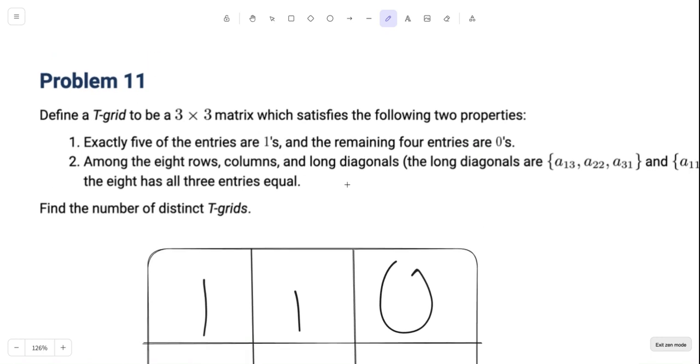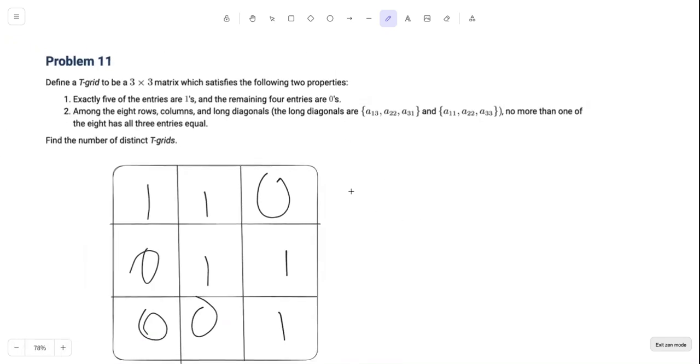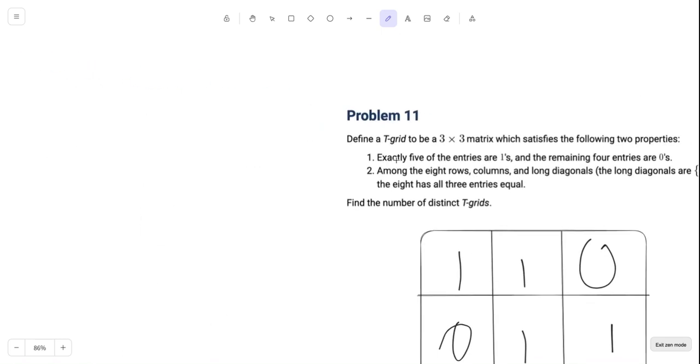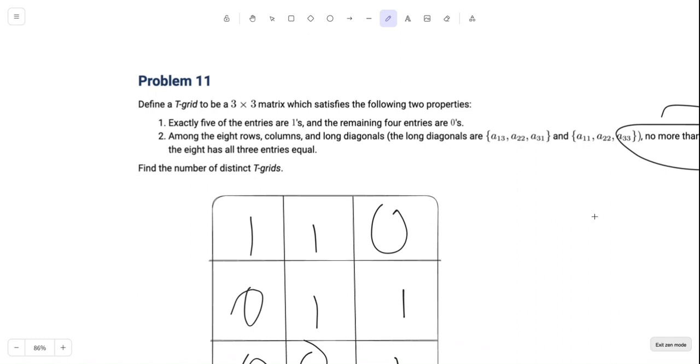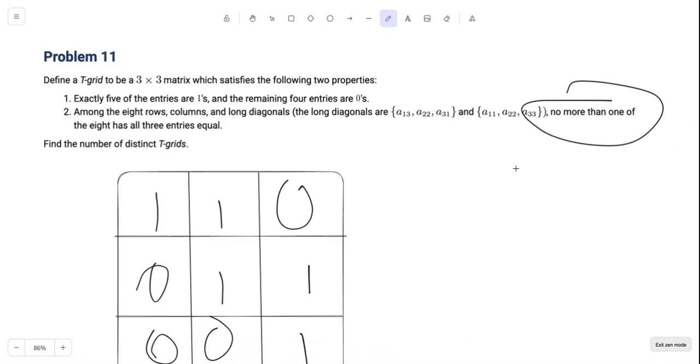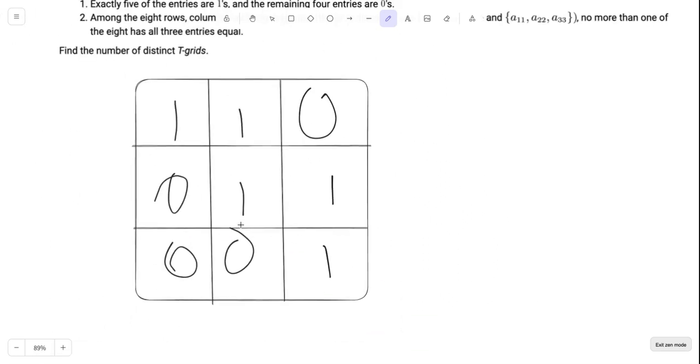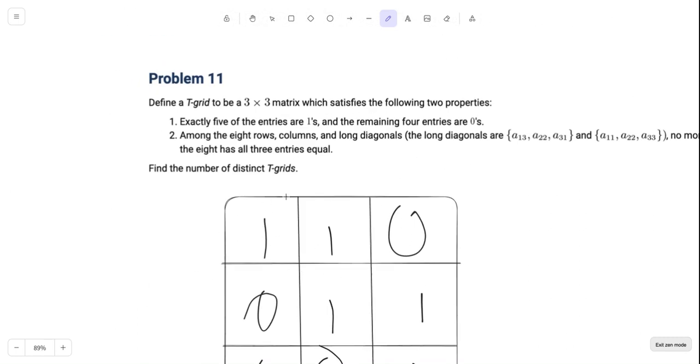Among the 8 rows, columns, and diagonals, no more than 1 has all 3 entries equal. So let that sink in. No more than one of these has all 3 entries equal. This means we don't have 3 in a row more than once. And this can be in a diagonal too.